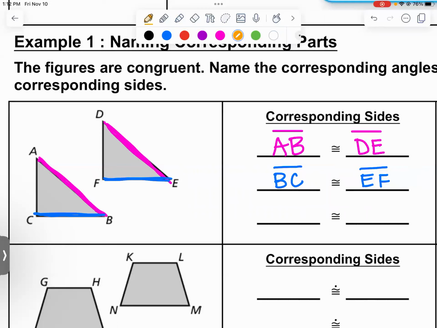Okay, so if I call this AC, then AC is congruent to which side, Tony? AC is congruent to what side? So do you see how I highlighted AC in orange? DF. Okay. Now, when I named these, I went around the triangle in order just to keep track of what I was doing.